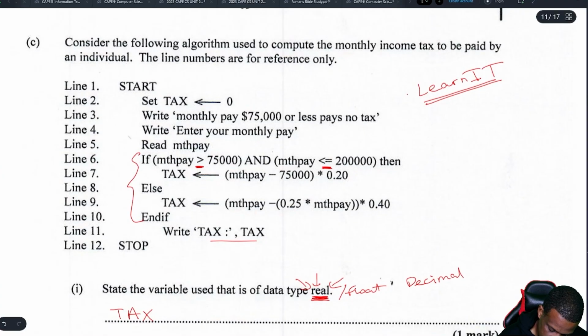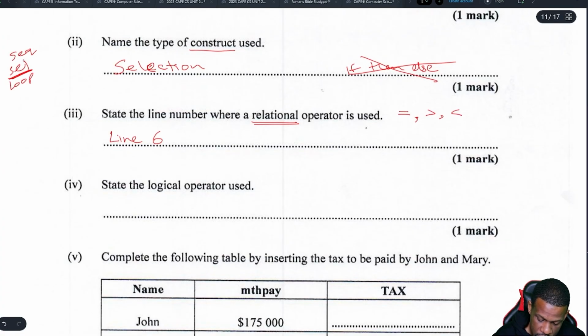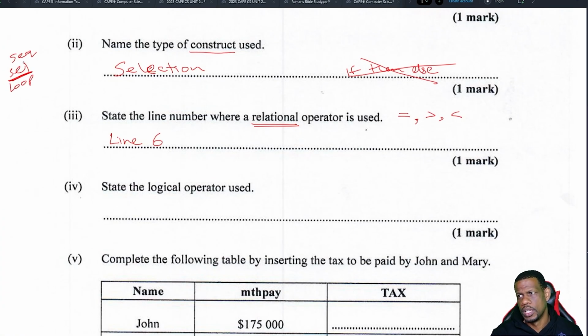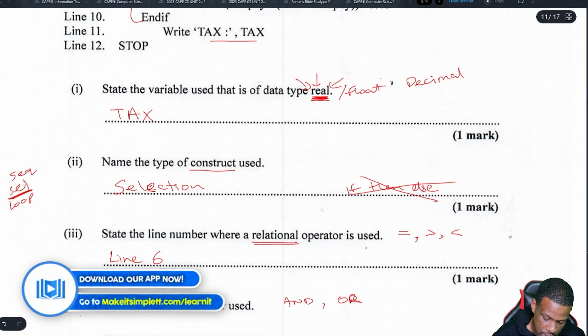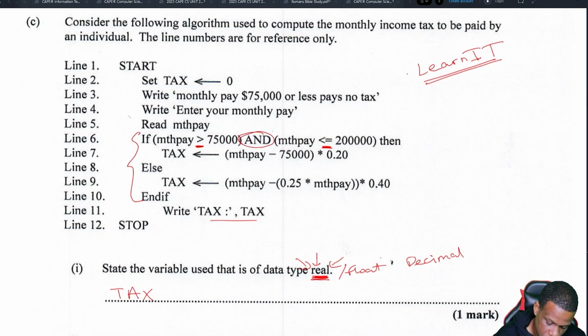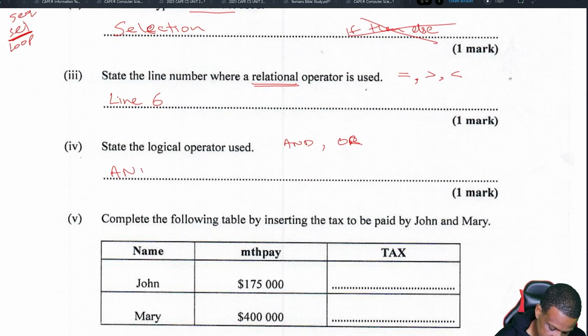The logical operator. Logical operators are things that you use when you want to check something, like AND or OR. So logically, this and that must be true, or this or that must be true. So the AND here is a logical operator. Most people are probably getting this wrong. So AND is also on line 6.